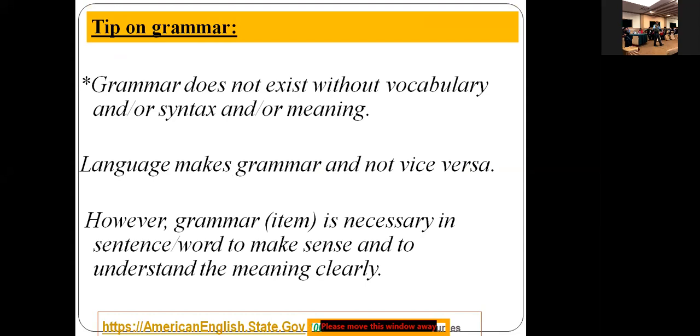Grammar does not exist without vocabulary and our syntax and our meaning. And language makes grammar, not vice versa. For example, just grammar doesn't make language. The language, the situational communication, makes grammar, and you may understand the communication of the information or the knowledge. However, the grammar items are necessary in sentences and words to make sense and to understand the meaning clearly.